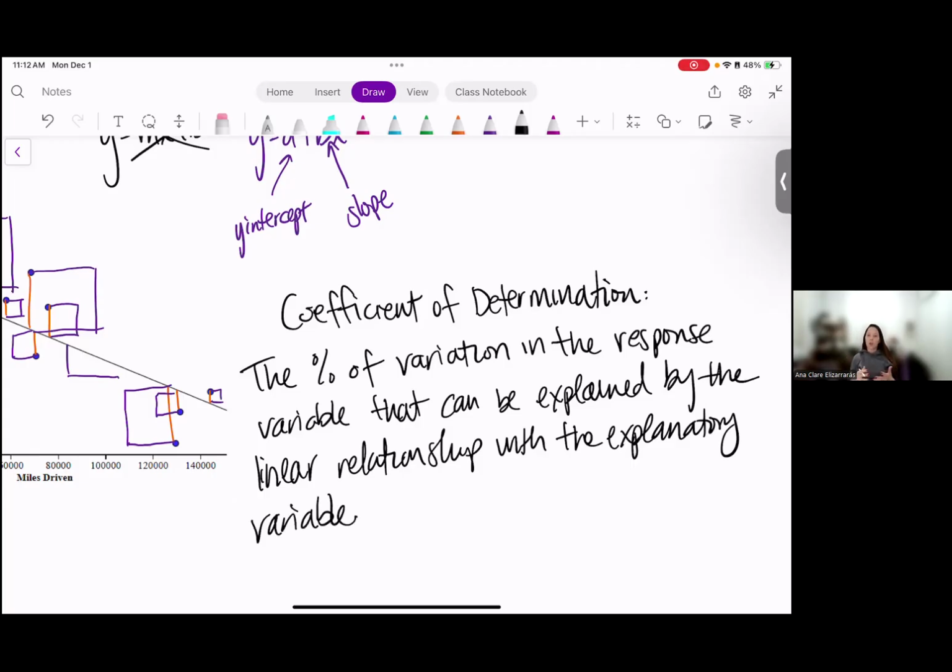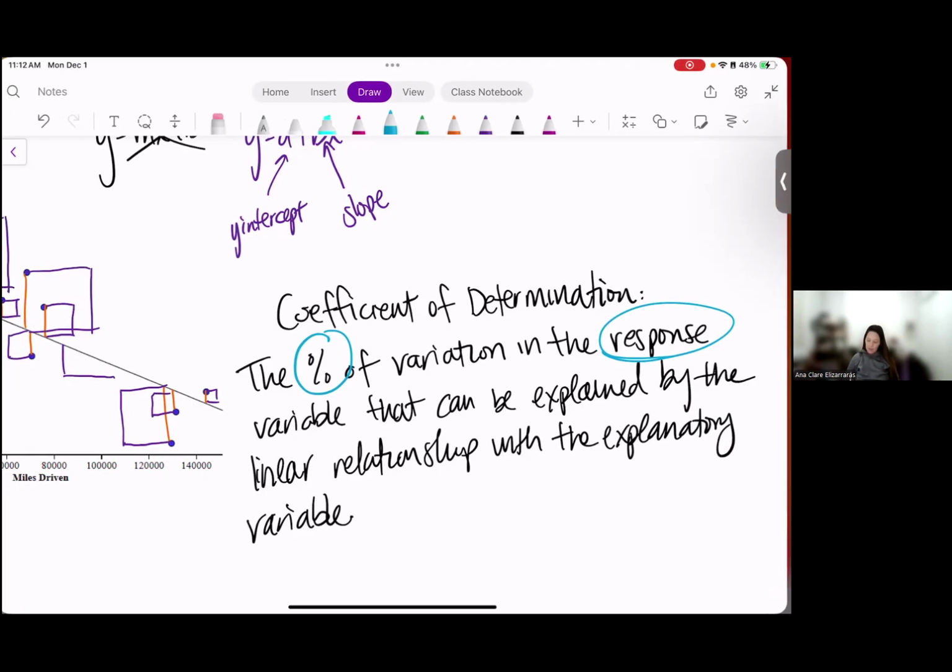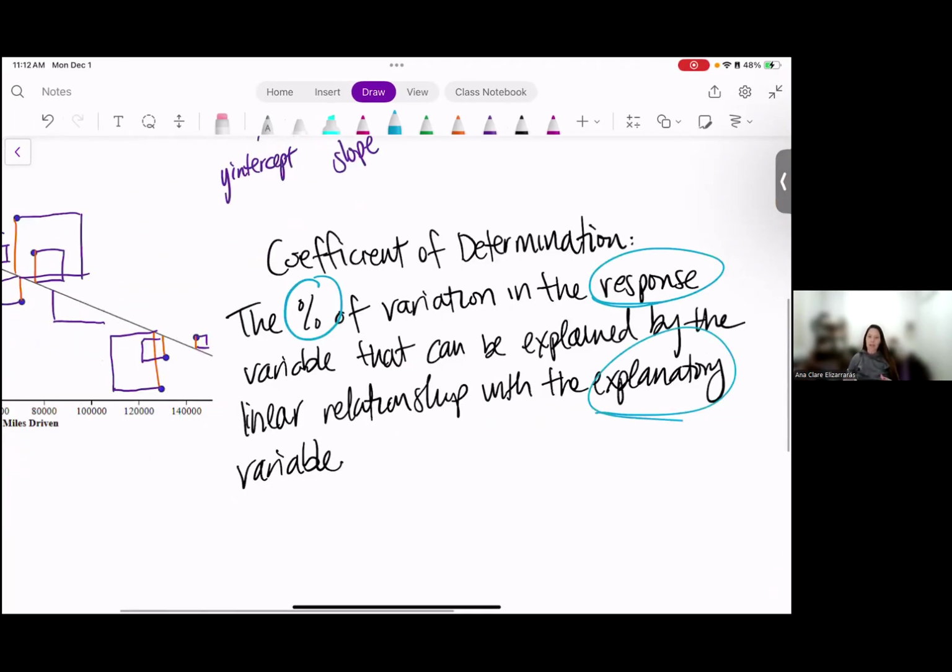So if you were asked to interpret R squared, you would put in the variable, the percentage here, and instead of response variable, you would actually say what that is. And instead of explanatory variable, you would say what that is. So in this example, the response variable was price, and the explanatory variable was miles driven. And we had a value of 0.46, which is 46%. So 46% of the variation in price can be explained by the linear relationship with miles driven.